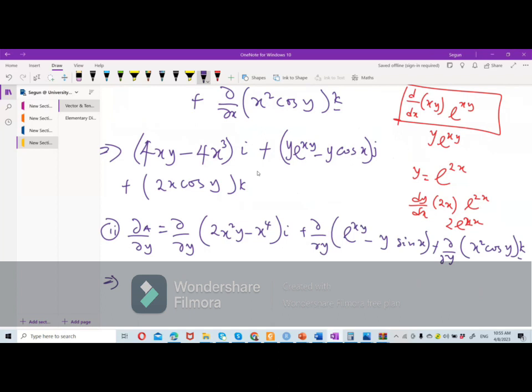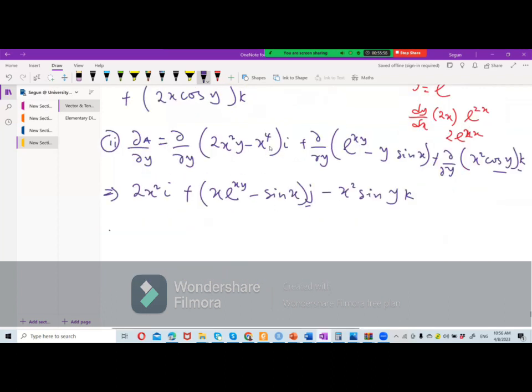So let's differentiate this with respect to y now. What do you have? This becomes 2x squared. Because everything here returns to 0. Then plus, differentiate this one with respect to y. What do you have? Do you agree with me? So when you differentiate this, what do you have? Minus x squared sine y. That settles it.